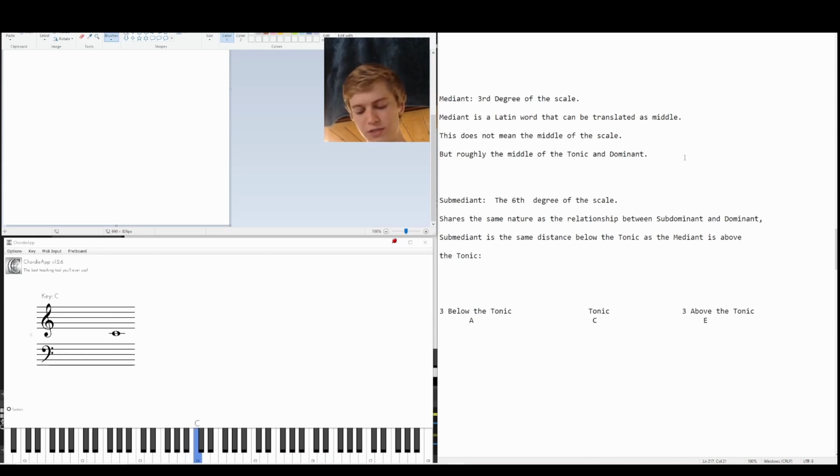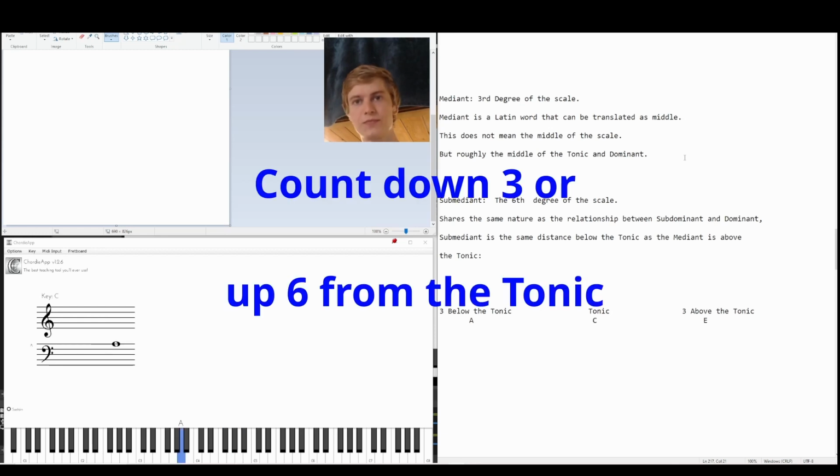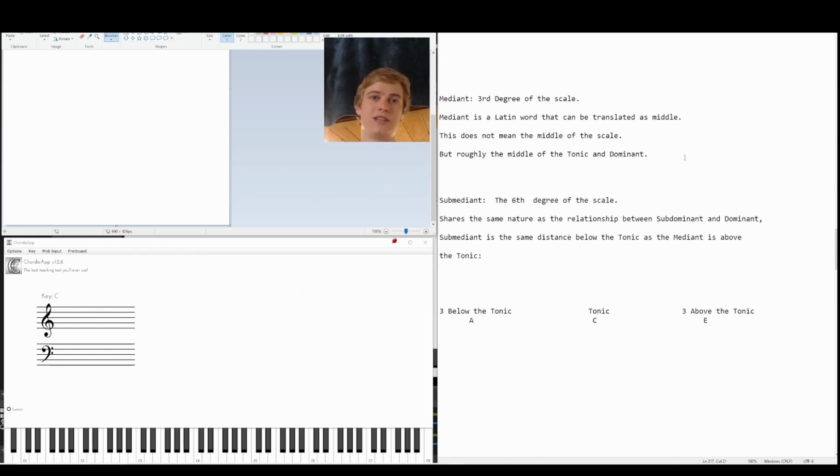So now if I go up from C and I go up the 6, 1, 2, 3, 4, 5, 6, look where I land. I land on A. So if I count down 3, or if I count up 6, I have that same note. So those actually share the same functionality in the C major scale.